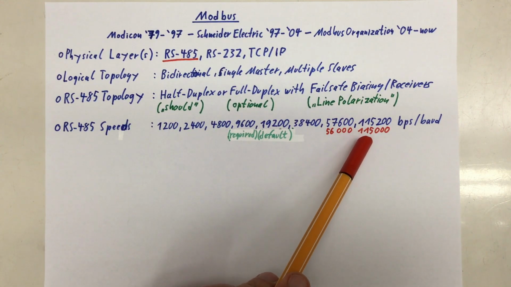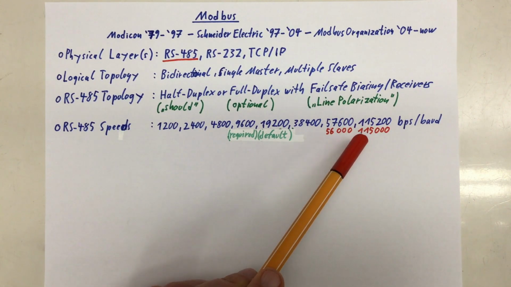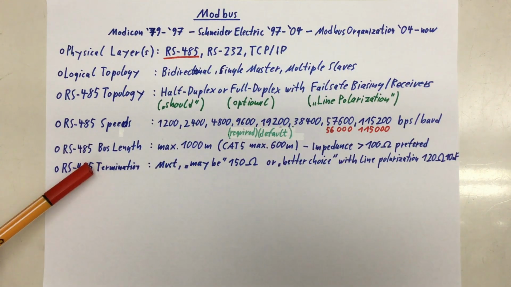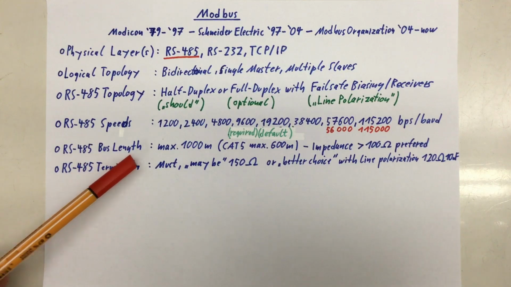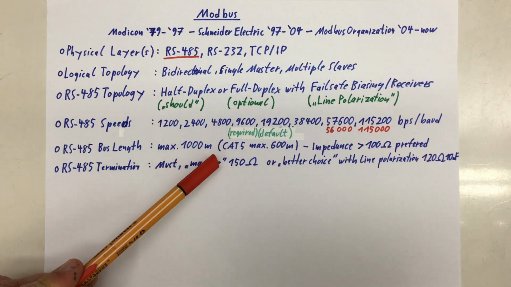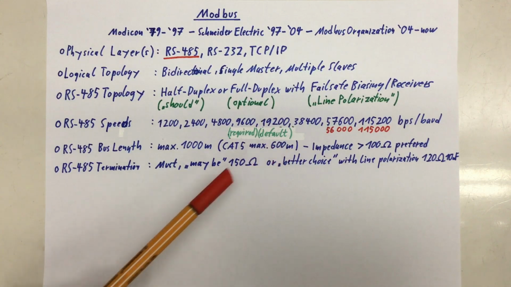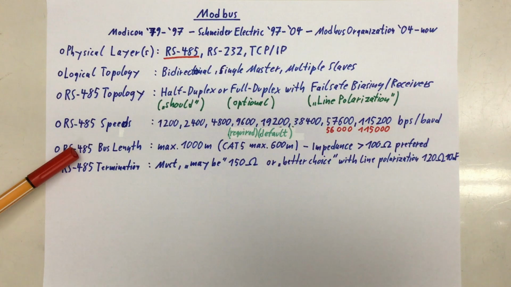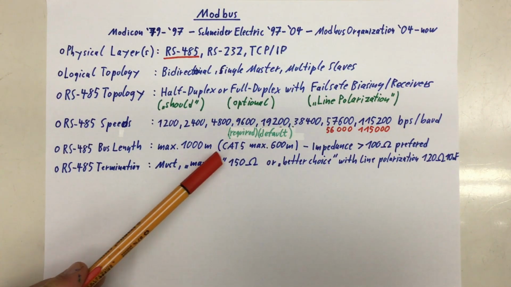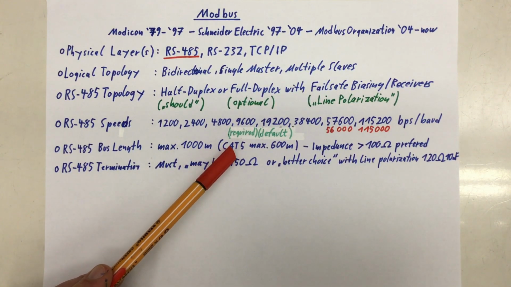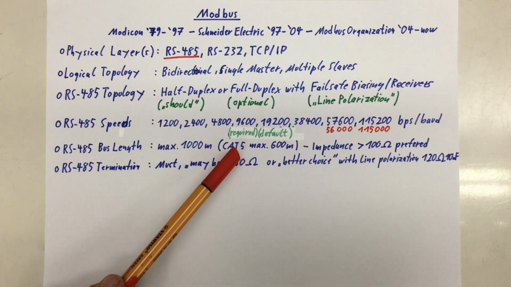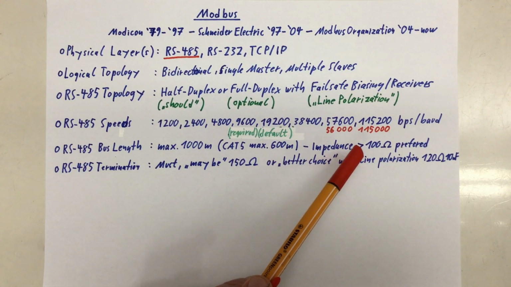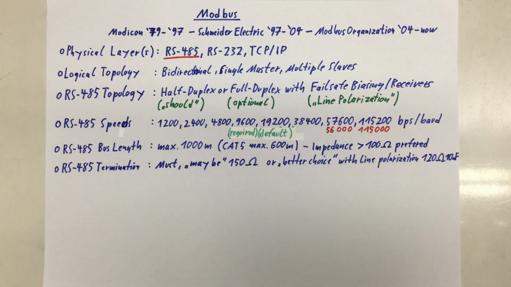Please note that at 115,200 bauds you can still have a bus length up to 1,000 meters. Consequently, the Modbus specification limits the bus length to a maximum of 1000 meters, with Cat5 cables to 600 meters. Remember, RS-485 specifies a cable impedance of 120 ohms. Cat5 cables have an impedance of, I think, 100 ohms. At the same time, they say they prefer cable impedances greater than 100 ohms.